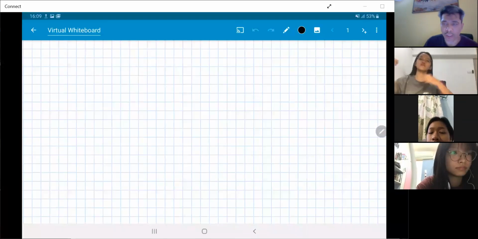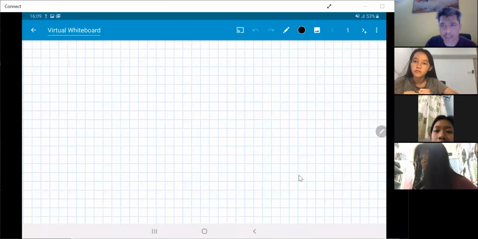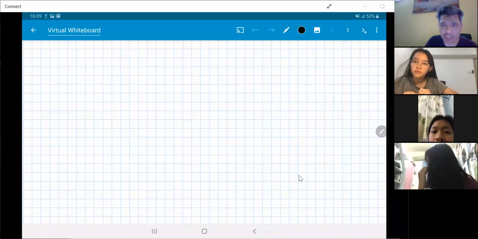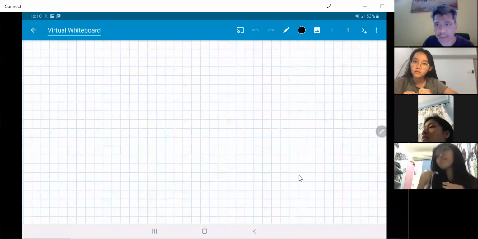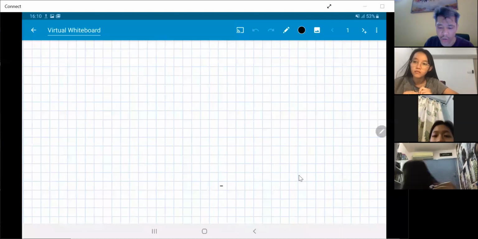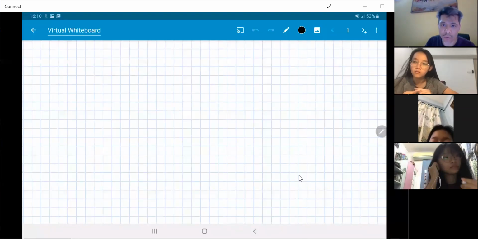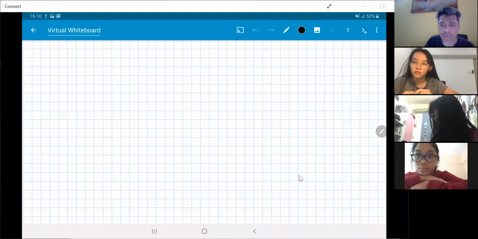Okay, there you go. All right, so for the Form 4 lesson, we are looking at simultaneous equations, persamaan serentak. For today, we are going to do three unknowns, three variables. That means X, Y, and Z, okay?